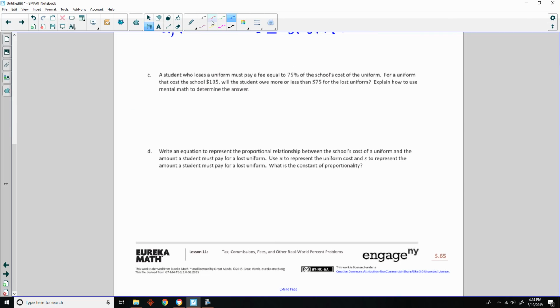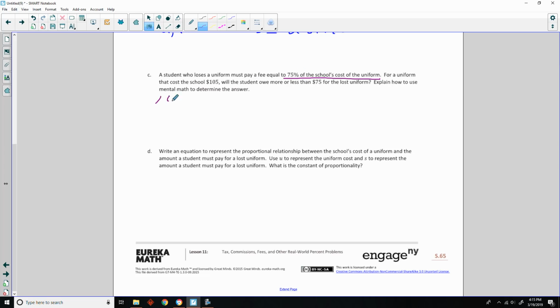Part C. A student who loses a uniform must pay a fee equal to 75% of the school's cost of the uniform. For a uniform that costs the school $105, will the student owe more or less than $75 for the loss of the uniform? Well, 75% of 100 is $75, so 75% of more than $100 would be more than $75. Okay? Does everybody understand that?